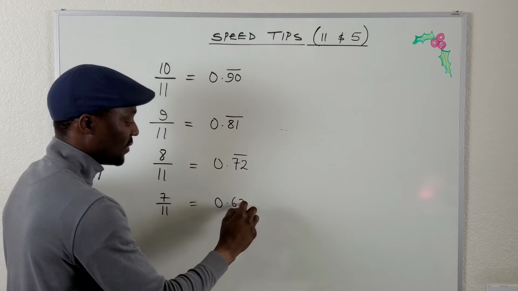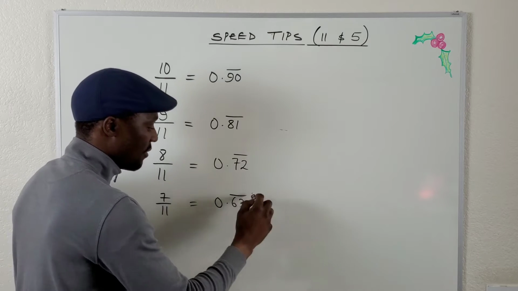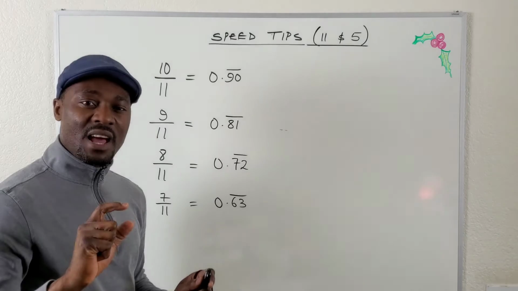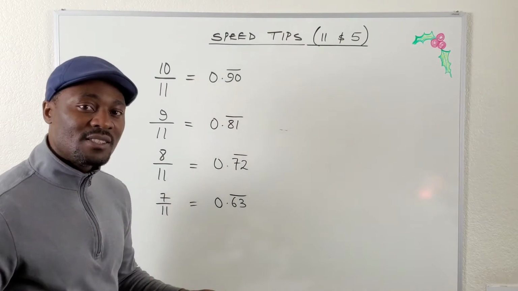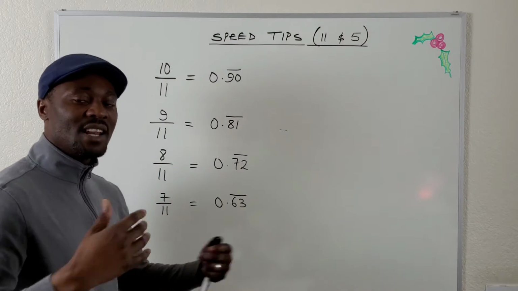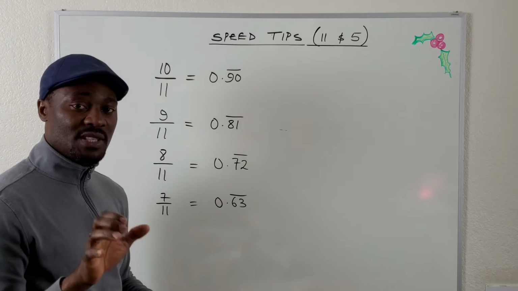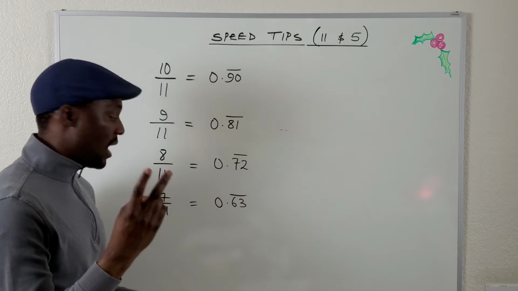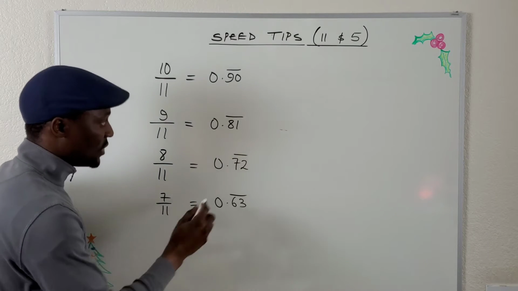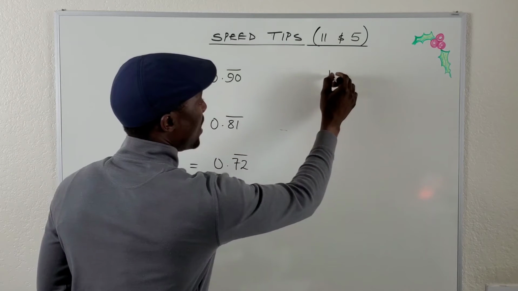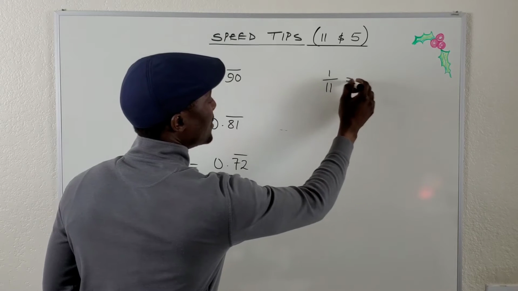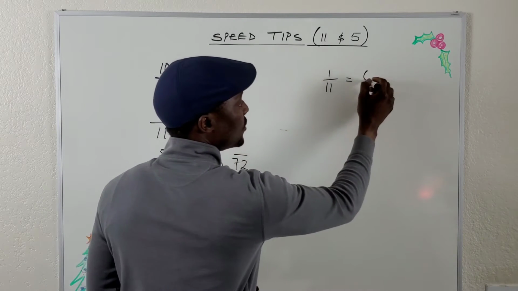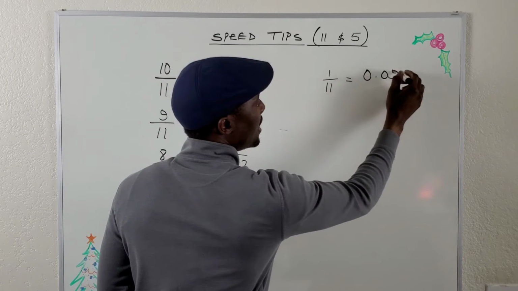7 over 11 is going to be 7 times 9. That's 0.636363, repeating. So, in order to change 2 elevenths or 7 elevenths or 8 elevenths, as long as the denominator is an 11, you're going to have two digits repeating. Okay? Let me go on all the way to the final one. Say you get to 1 over 11. Your answer is going to be, if you multiply 1 by 9, you get 9. That's 0.9. So it's going to be 0.09, repeating.